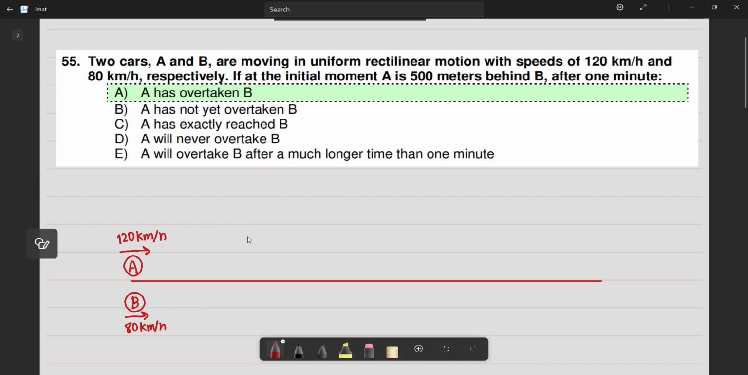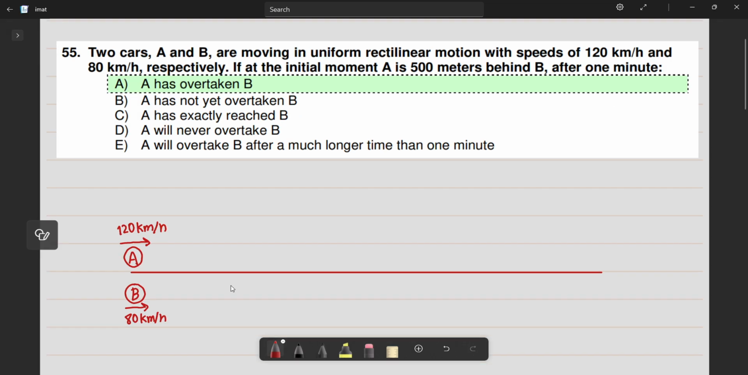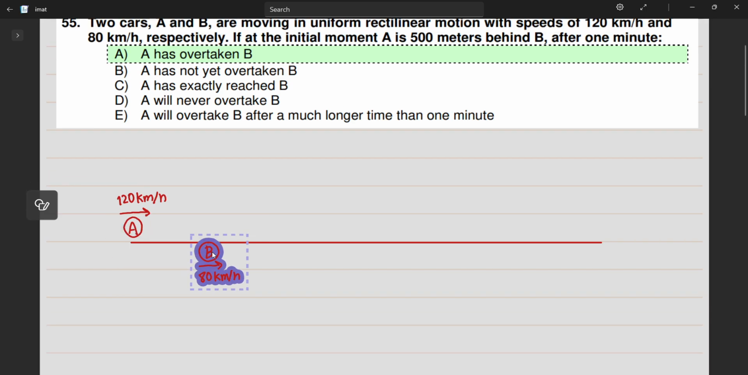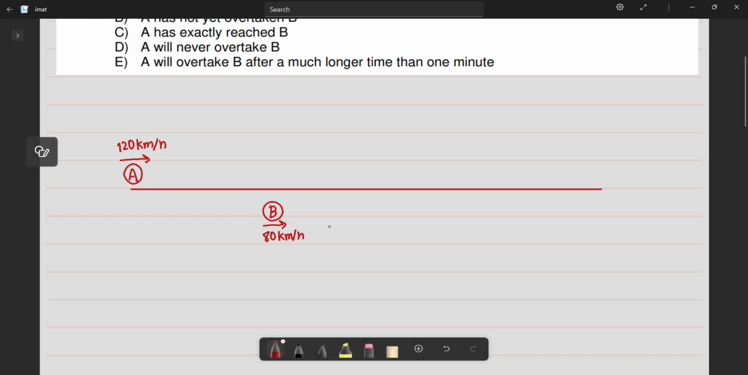Okay, so now there's a catch because the question also mentions at the initial moment A is 500 meters behind B. So what this means is that this car B is 500 meters ahead of A. So rather than drawing this car B over here, I'm going to just put this over here to show that car B is 500 meters ahead of A. So this is the distance. Okay, so car B over here, 500 meters distance ahead.